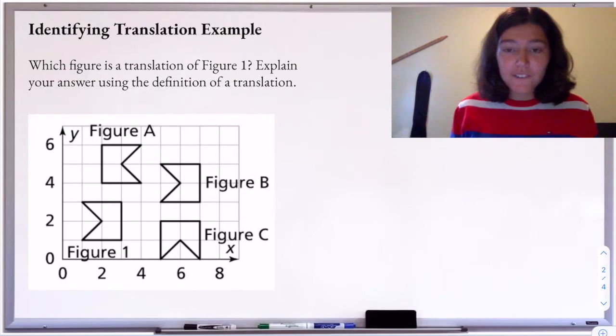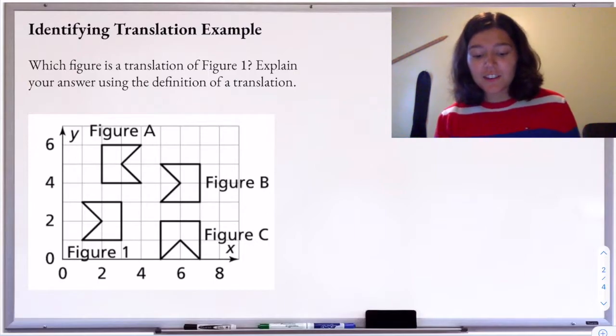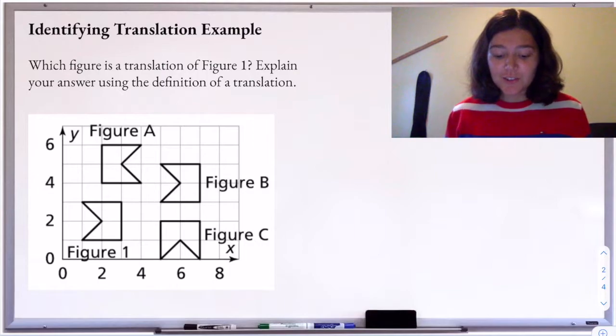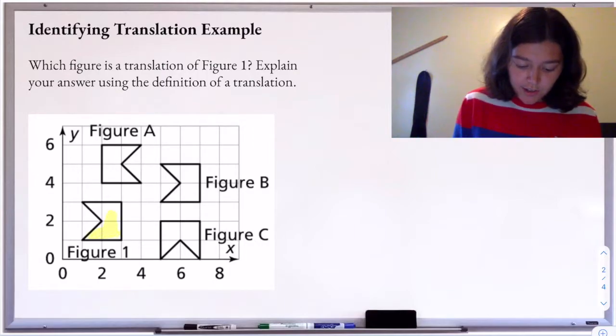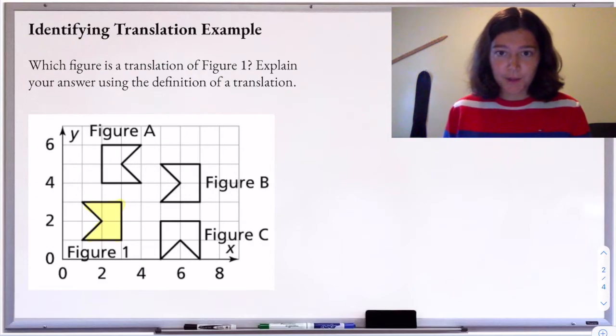So let's get into our first example, which is just identifying translations. This question is asking us which figure is a translation of figure 1. Explain your answer using the definition of a translation. So I have figure 1 right here, and I want to think which of these other 3 figures is going to be a translation of figure 1.